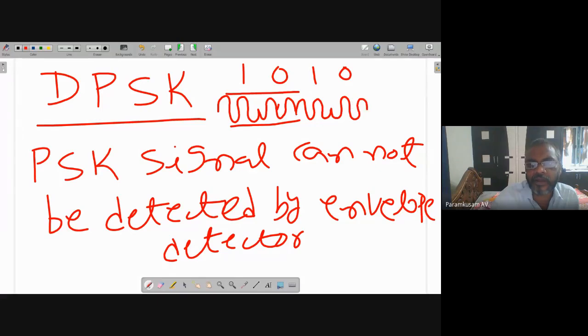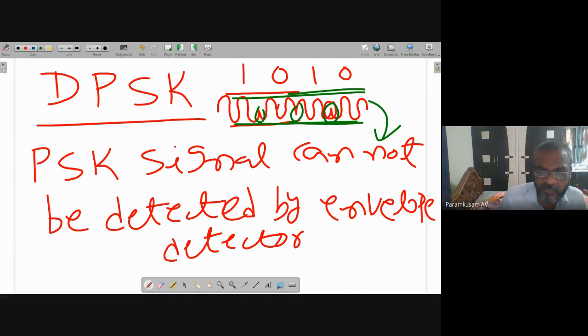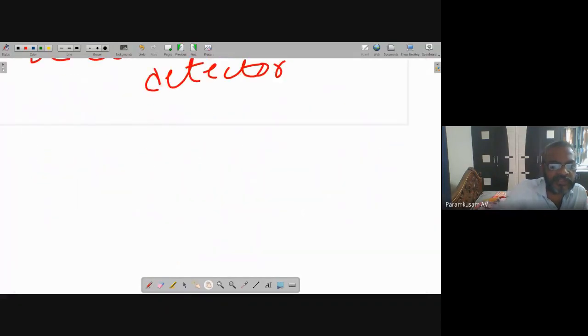ఓకే. ఇక్కడ ఫేజ్ చేంజ్ అవుతుంది, బట్ యాంప్లిట్యూడ్ ఈస్ సేమ్. When envelope is constant, this signal cannot be detected by using envelope detector. You can detect by using only synchronous demodulator.